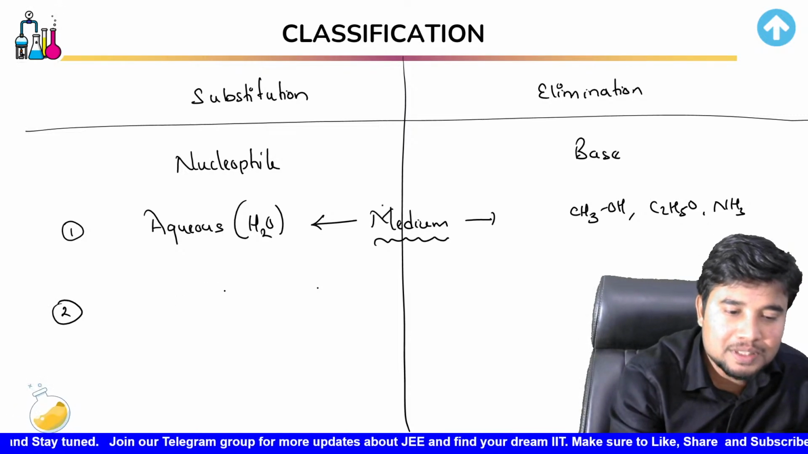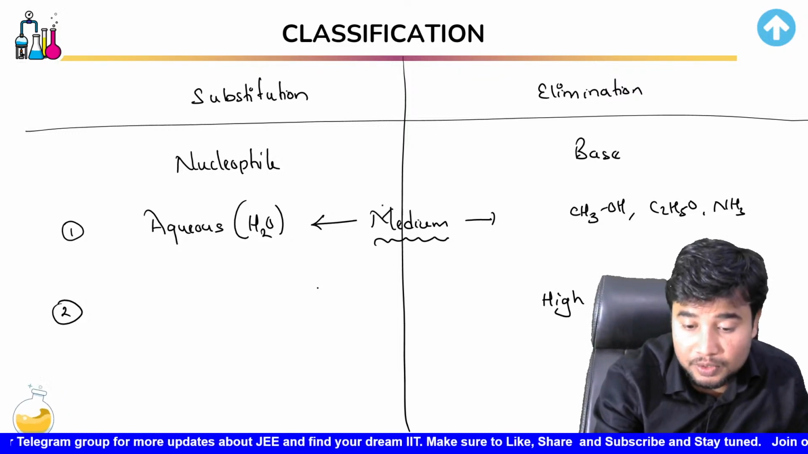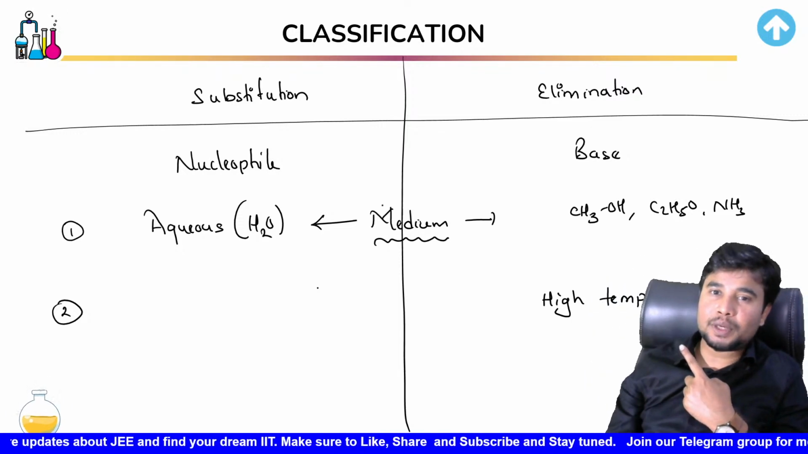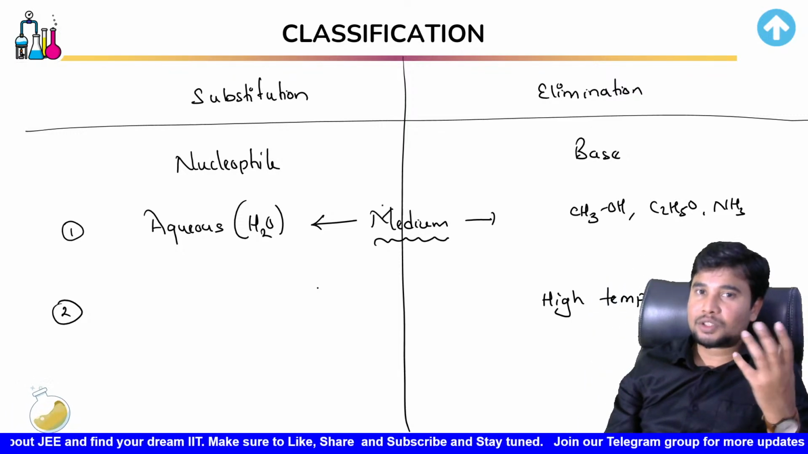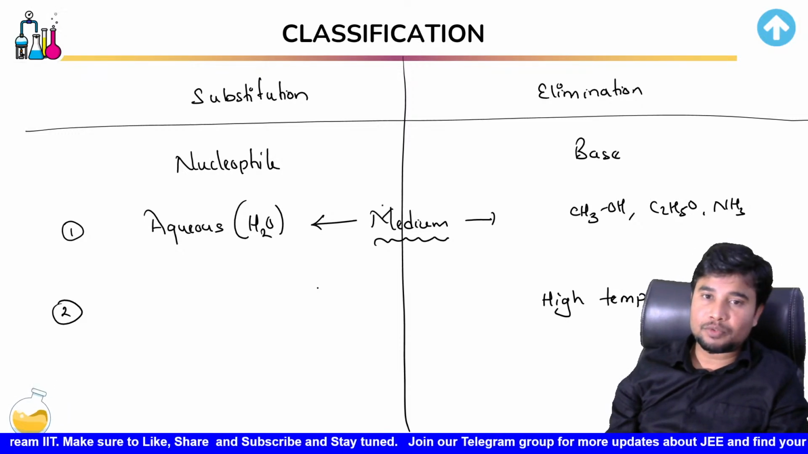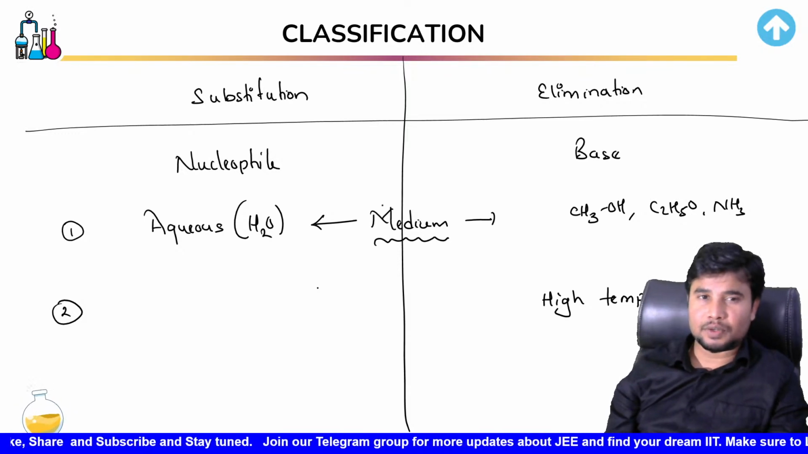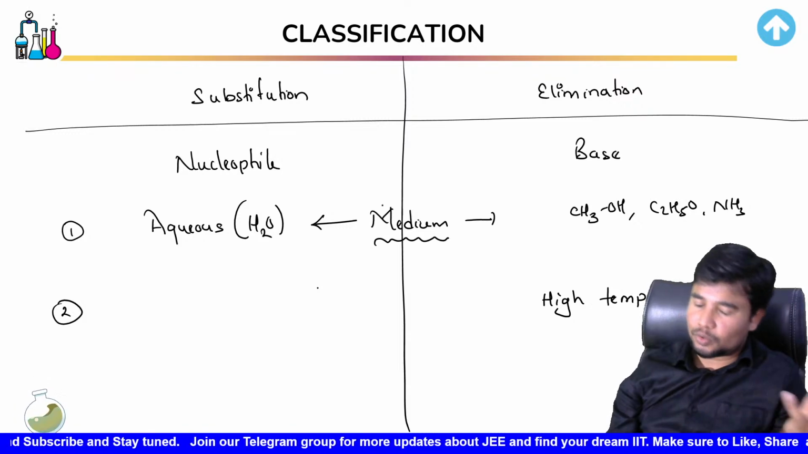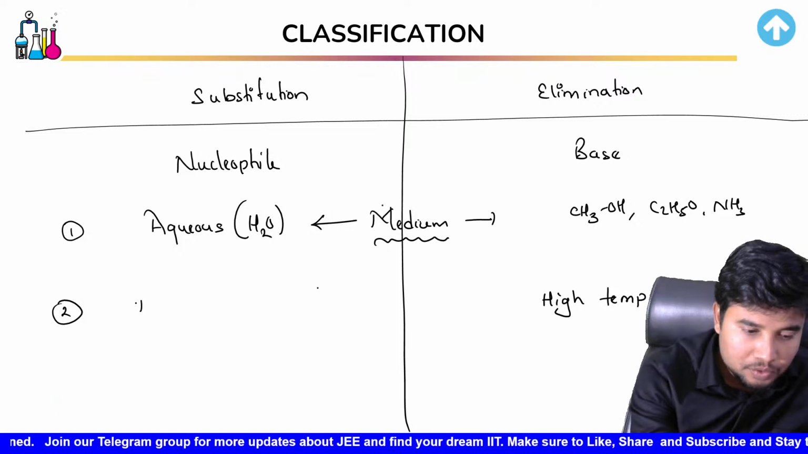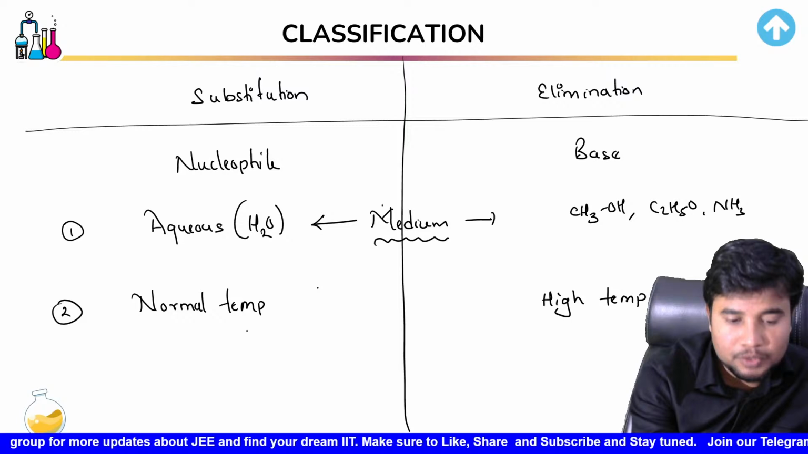The next point is temperature. As I already told you, high temperature favors elimination. The reason being, at high temperature entropy increases, and elimination would have a higher entropy, and thermodynamically that is what would be favored. But at normal or room temperature, the substitution occurs. So this is one other way with which you could understand what would be favored.